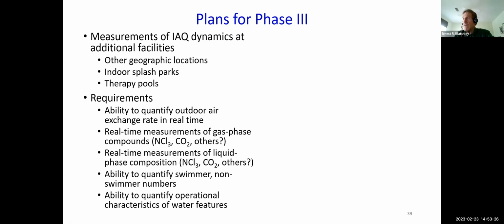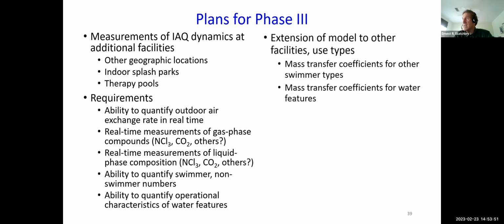So we need to be able to quantify how much outdoor air is being brought in. We need to be able to measure how the gas phase concentrations of the volatile compounds of interest change as a function of time. And we also need to be able to conduct analogous measurements of those dynamics in the liquid phase. We need to quantify how many swimmers and non-swimmers are present in the pool. And we also need to be able to quantify operational characteristics of the water features, let's say in a splash park.